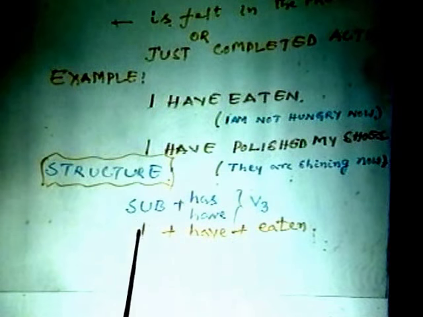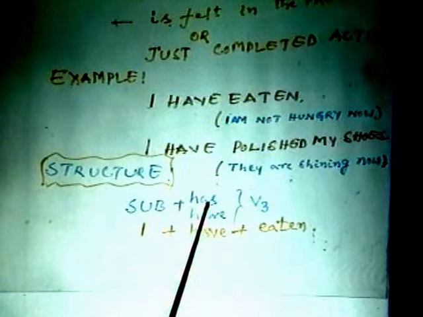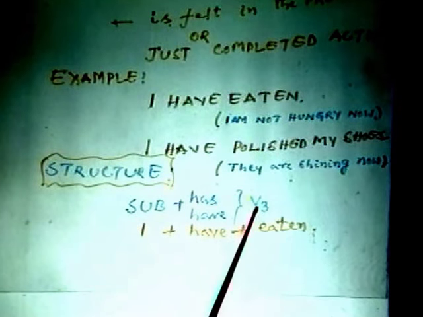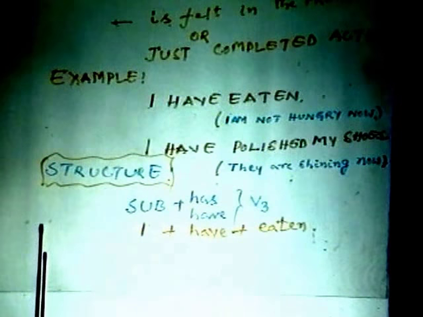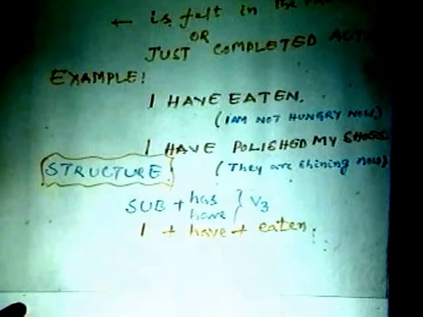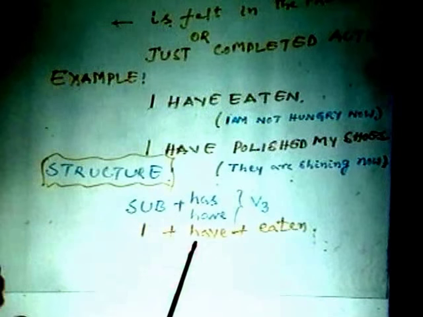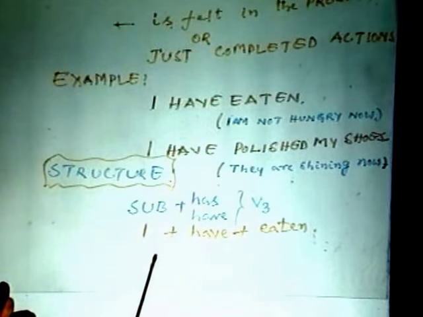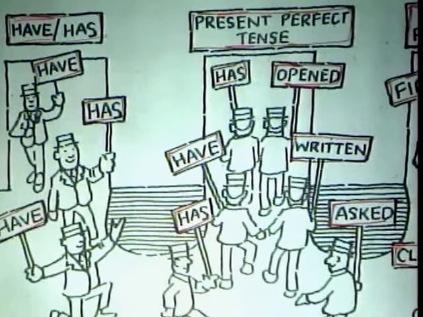So you have the example: I as a subject, and here have, out of the two, has or have, that is a present auxiliary, and here you have this V3, eaten. So this is the structure for all the present perfect tense sentences. You can identify them with this particular structure, though they are jumbled in the exercises, which we shall do in the coming exercises.